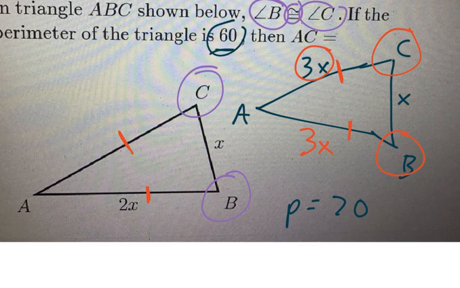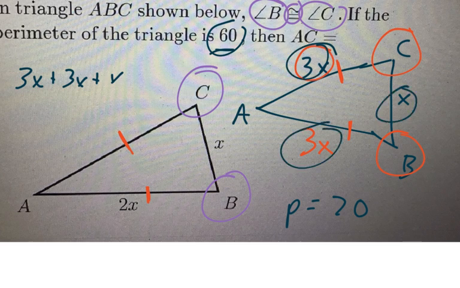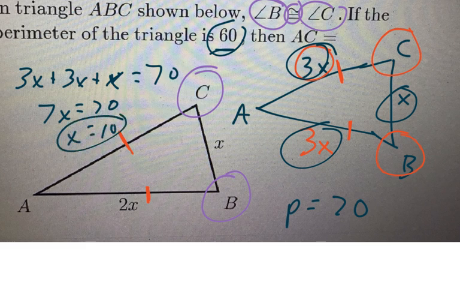Now, how do you do a perimeter, guys, is you add up all the sides. So in my made-up problem, I'm going to do 3x plus 3x plus x. I just literally added up all three sides. That's my perimeter. In my case, I'm told it equals 70. Yours will be 60. And notice I get 7x equal to 70. X, therefore, in my case, must be 10. Now, that's the answer.